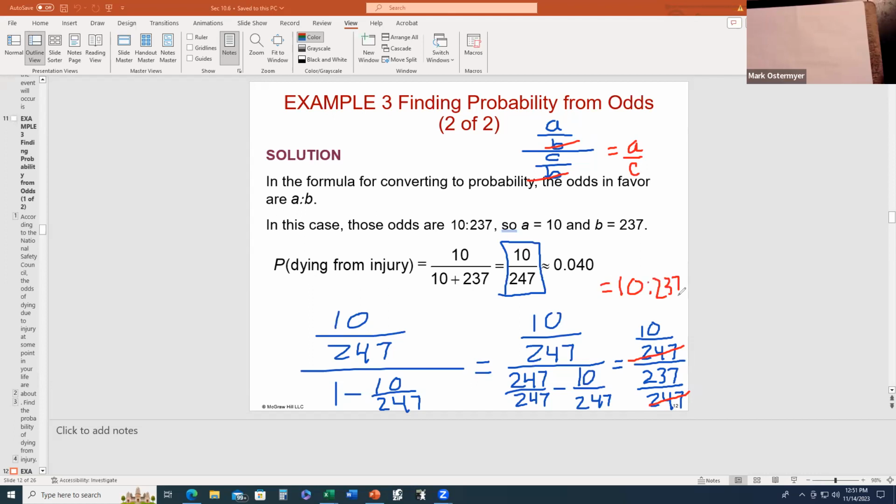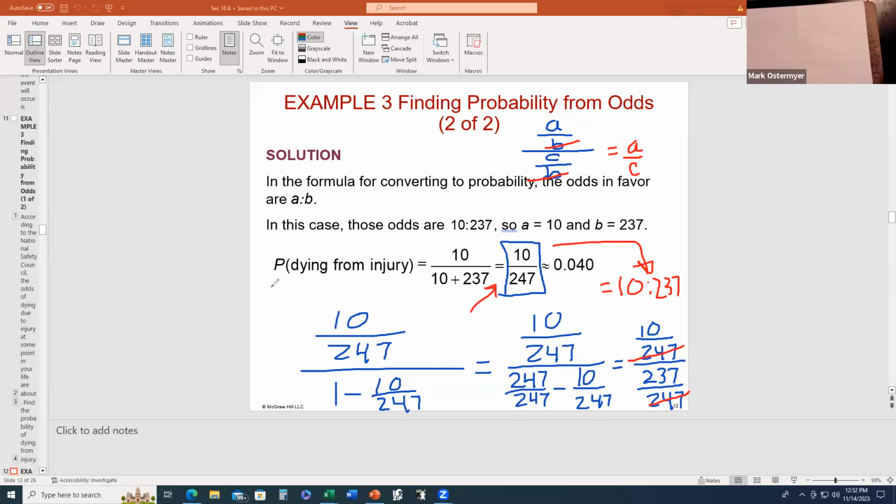So I've shown you how to go backwards from a probability, how to go to the equivalent odds. Okay? So the odds of dying from an injury would be 10 to 237. The probability of dying from an injury would be 10 to 247. Are we seeing how we're able to navigate back and forth between probabilities and odds just by using the appropriate formula?